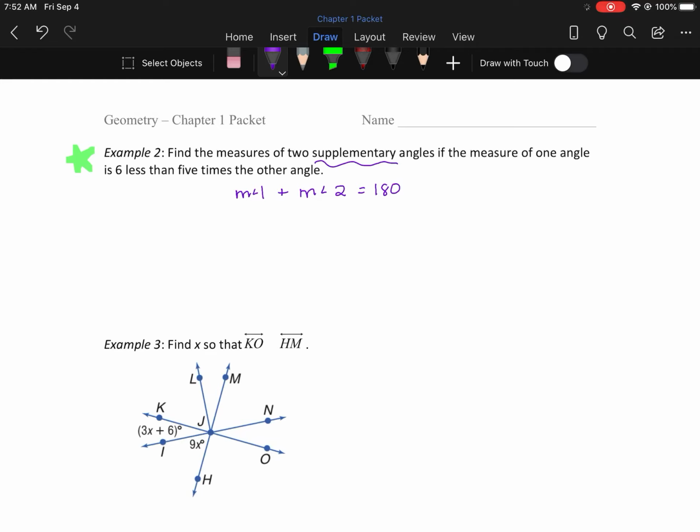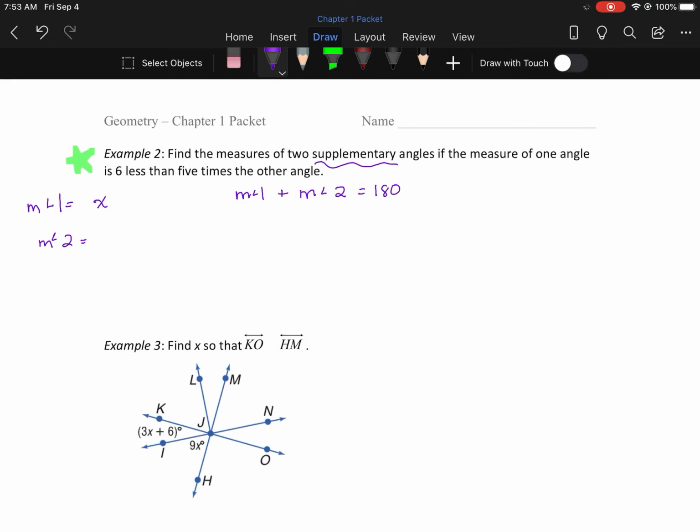So that means we have to have two angles. I have to have an angle 1 and an angle 2. I'm going to go ahead and put the measure of them. We don't know either of them, so I'm going to say angle 1 is going to be x. The reason we need to do that is because it says one angle is 6 less than 5 times the other angle. So to write the measure of angle 2, I need to have something that represents angle 1. So 6 less than, that's minus 6, 5 times the other angle. 5 times the other angle, well, that is x.